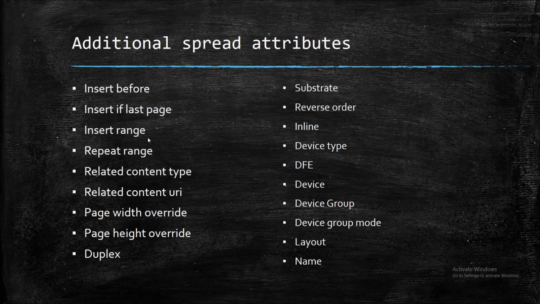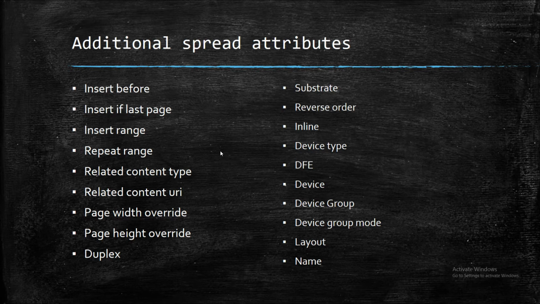Now, when you include an additional spread within the batch definition, there are some attributes that you need to include when building that out. So the first one we have here is insert before, which accepts a value of true or false. And insert before basically tells the system that for this additional spread, put it before the first page of the job. So essentially that's going to make the additional spread show up first, or before page 1. Insert if last page does just the opposite of that. We're going to say insert this additional spread once you've hit the last page of the job, so putting that report at the tail end.